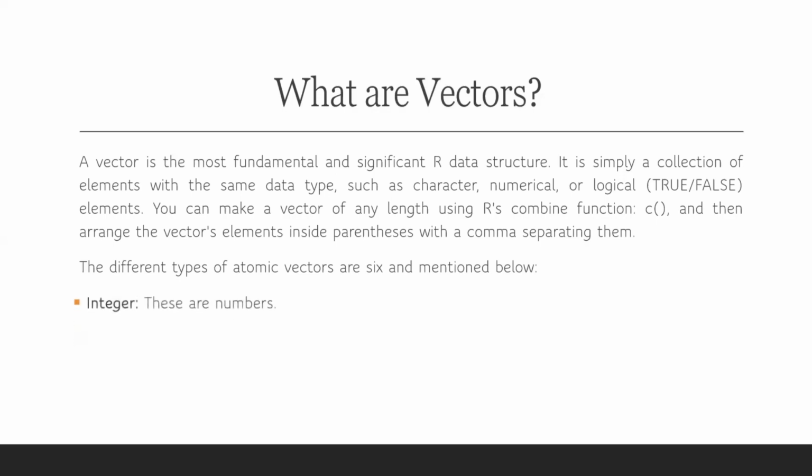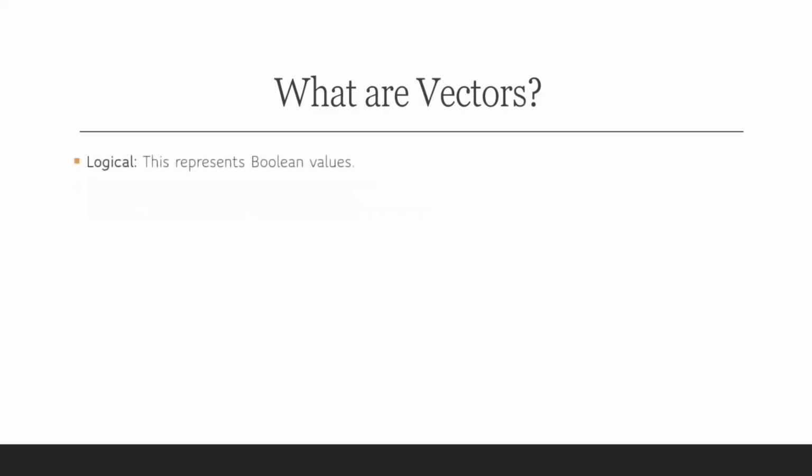First one is integer, which represents numbers. Next we have double, which stores floating point numbers. Then we have character, which is just like a string. Then we have logical, which represents Boolean values, TRUE and FALSE. The second last is raw, which is an unusual data type and is not frequently used. Next we have complex, which represents imaginary numbers.